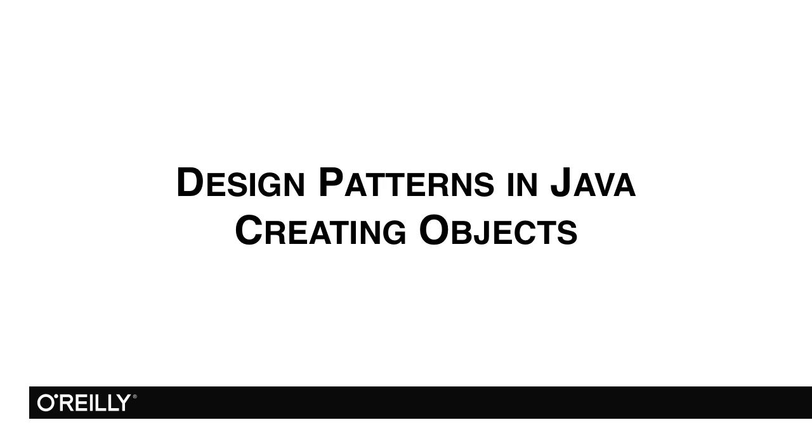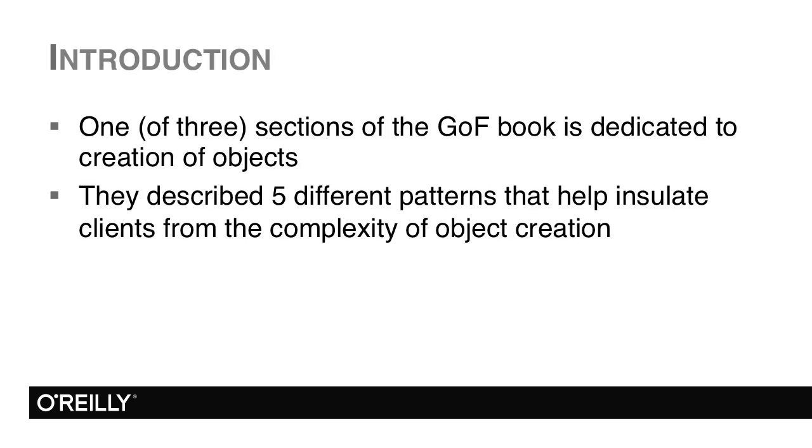In this section, we'll take a look at the Creational Patterns catalog from the Gang of Four book. The Gang of Four book has 3 sections, and one of them is dedicated entirely to the creation of objects. They describe 5 different patterns that help insulate the clients from the complexity of creating objects.